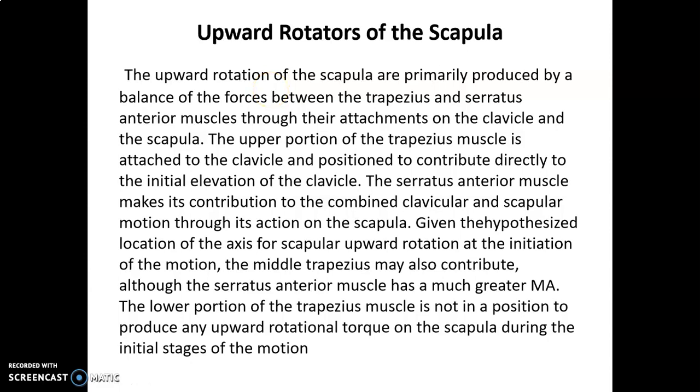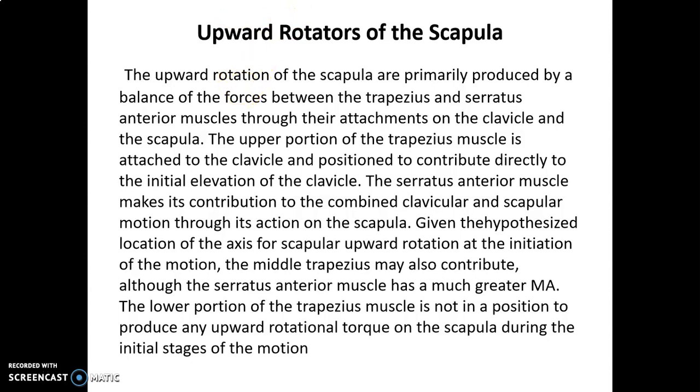We are in the chapter shoulder complex. Topic is integrated motions of shoulder complex. We are starting the topic, upward rotators of the scapula. As you have already understood the importance of the scapulothoracic motion for the optimal function of the glenohumeral joint, or the shoulder complex as we can call it in total.